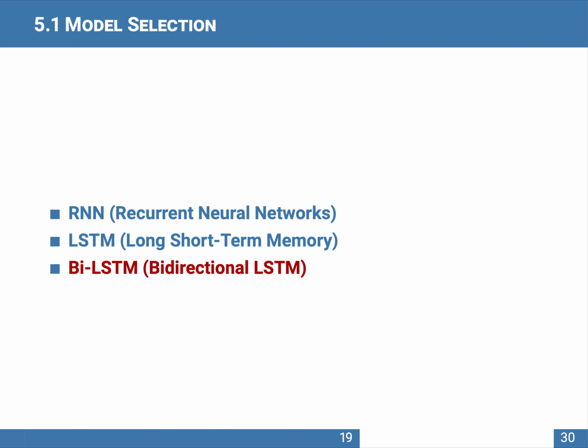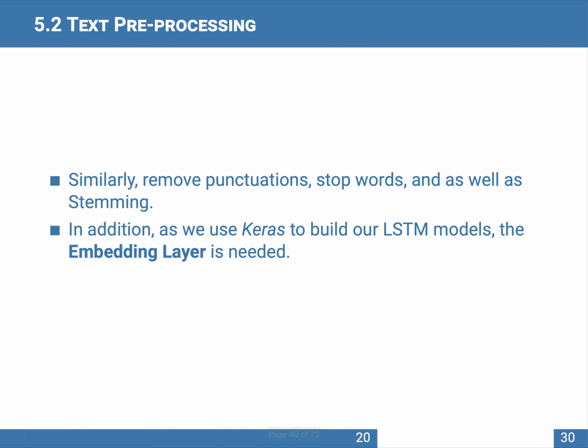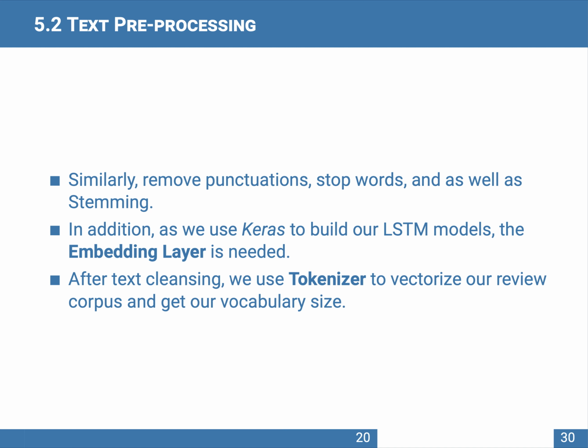So, text preprocessing for BiLSTM. Similarly, we need to remove punctuation and stop words, and also do stemming, just like machine learning. In addition, since we use Keras to build our LSTM model, the embedding layer is needed. We set the output dimension of the embedding layer to 100, which means that all the words will be represented by a vector of 100 dimensions. After text cleansing, we use a tokenizer to vectorize our review corpus and get our vocabulary size, which is 10,057. We then set the max length to 70 and get the padded features.